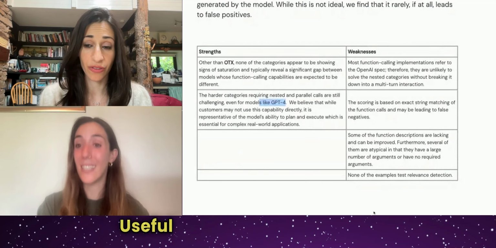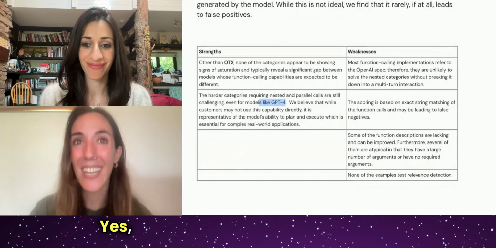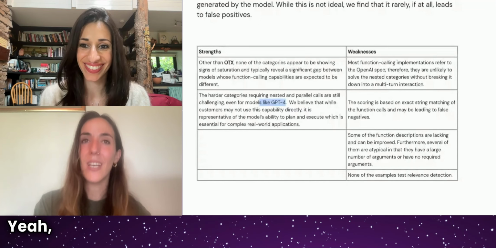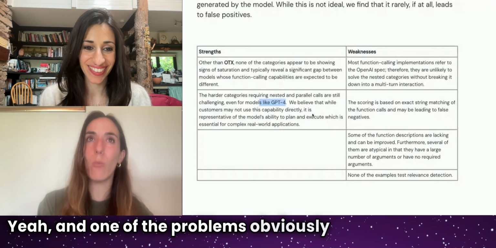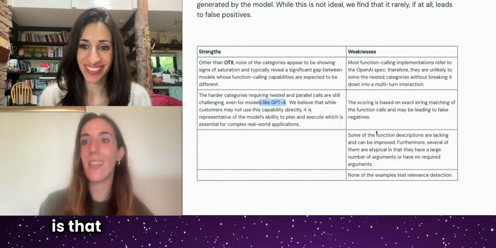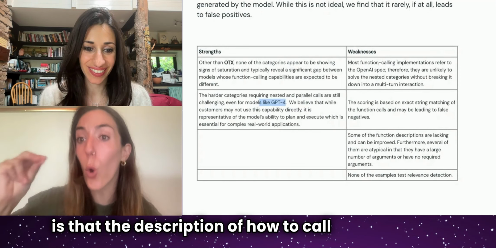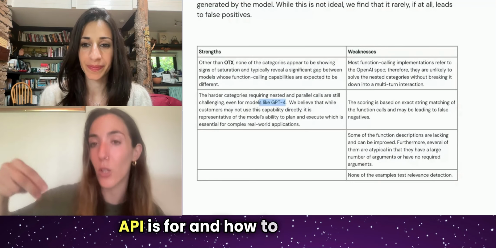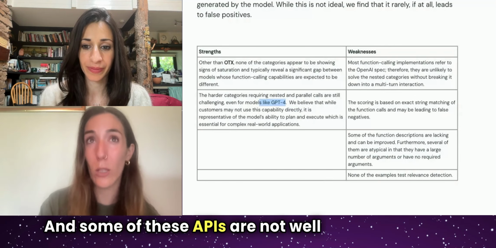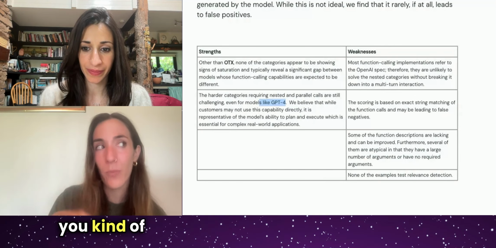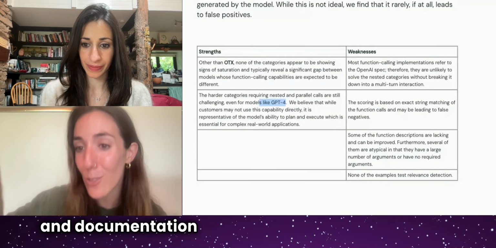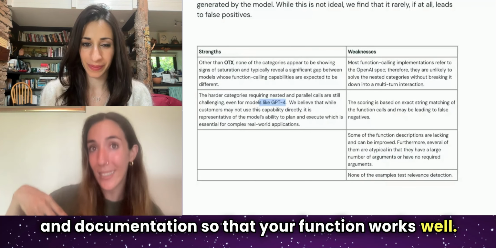However, one of the big... It's useful to have it documented. Yes. It's useful to have it documented, the strengths and weaknesses. Yeah. And one of the problems obviously here with these APIs is that the description of how to call this API needs to be very clear so that the LLM understands what this API is for and how to go and hit it. And some of these APIs are not well documented. So you kind of have to count on other people's work and documentation so that your function works well.